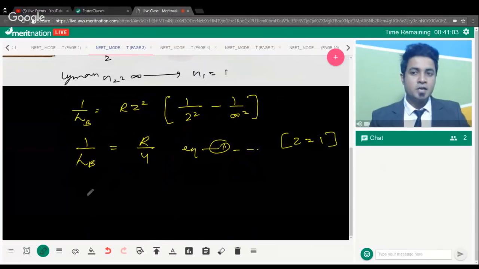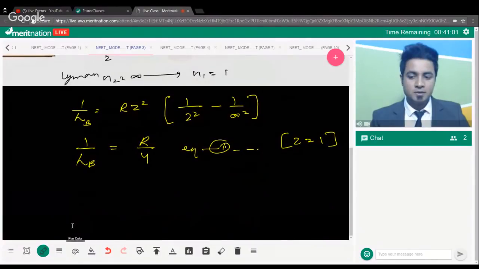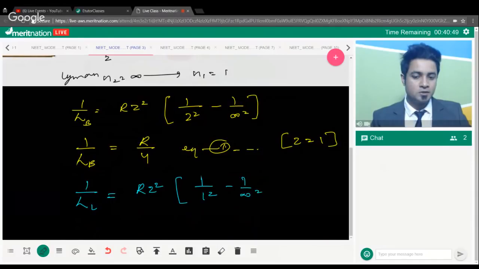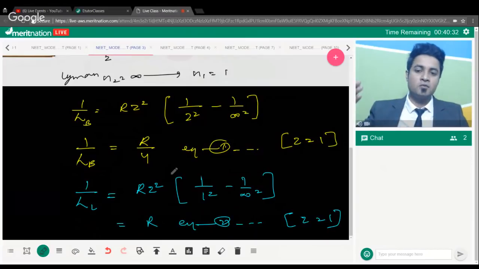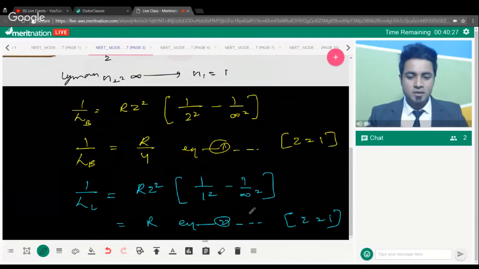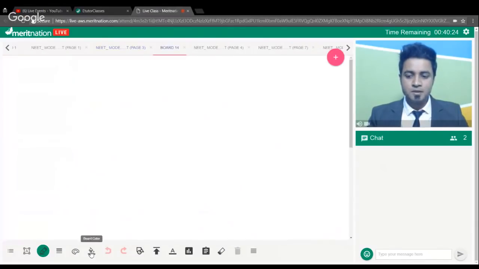And for the Lyman, 1 upon lambda L equals R Z squared times (1 upon 1 squared minus 1 by infinity squared). This comes out to be R only, as Z equals 1 here as well. So this is equation 2. What you have to do is take the ratio of the two spectral lines, when the electron jumps from infinity to 1 and from infinity to 2. So let me calculate it here.